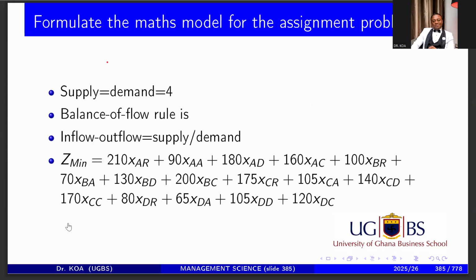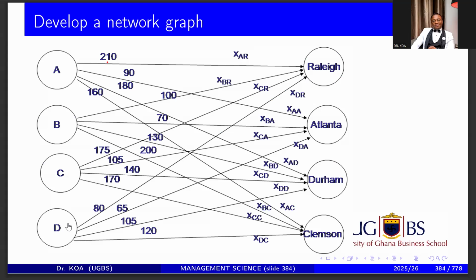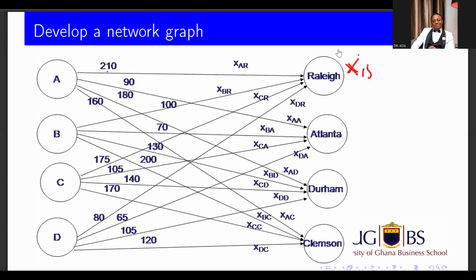The next one now is the subject-to constraints. Again, the same principle. How do you do the constraint? You take this one, you look out for the items leaving this arc, or you take Raleigh, you look out for the things coming into it. So Raleigh will be what? X15 coming into it, plus X25, plus X35, plus X45, equal to what?